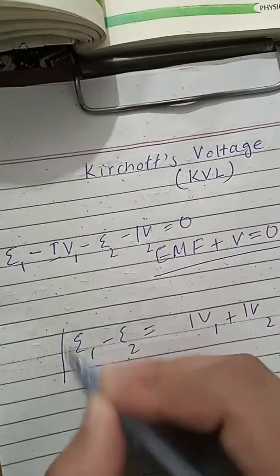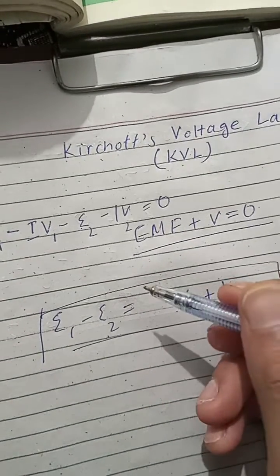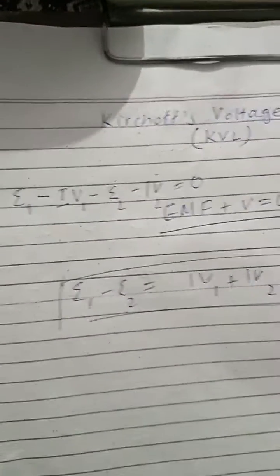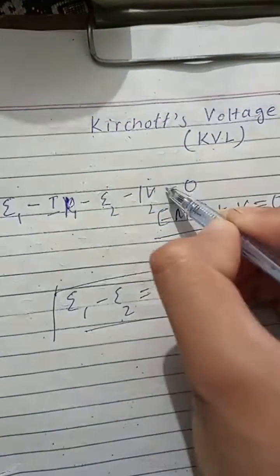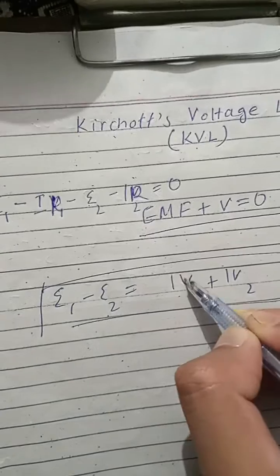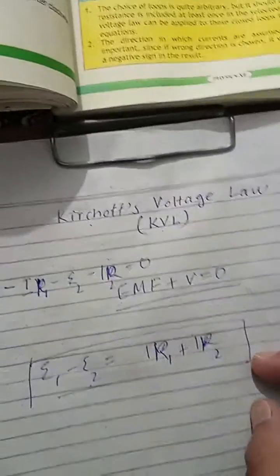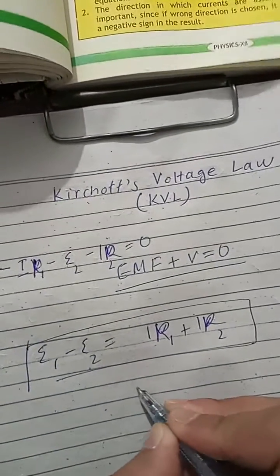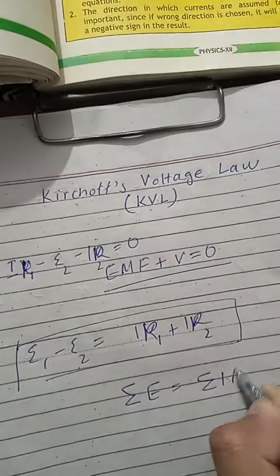So it's going to be like this. These both are equal. That is actually resistance, not voltage, so I just wrote it incorrectly. It's resistance here, because they both are resistors, right? So the whole sum of E is equal to the whole sum of IR.